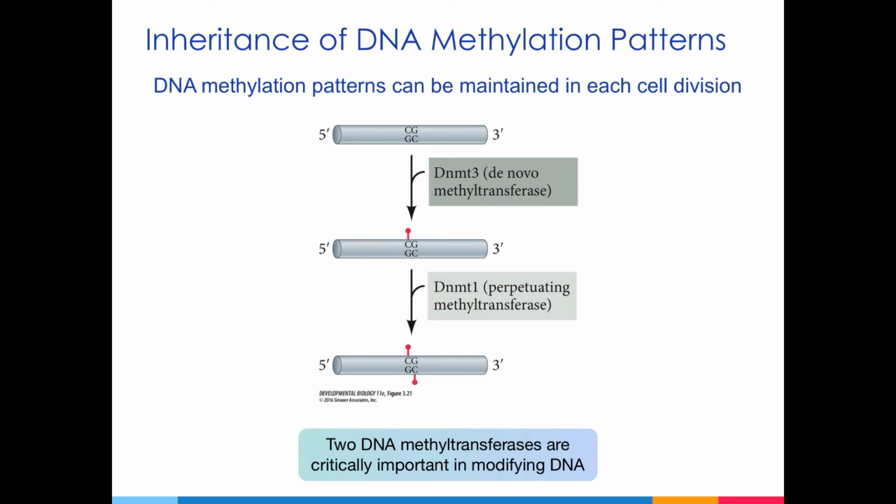So this is why the methyl groups are added only to C's that are located next to G, so that the methyl group will be added to the new strand at the C that is complementary to the G that follows the methylated cytosine.